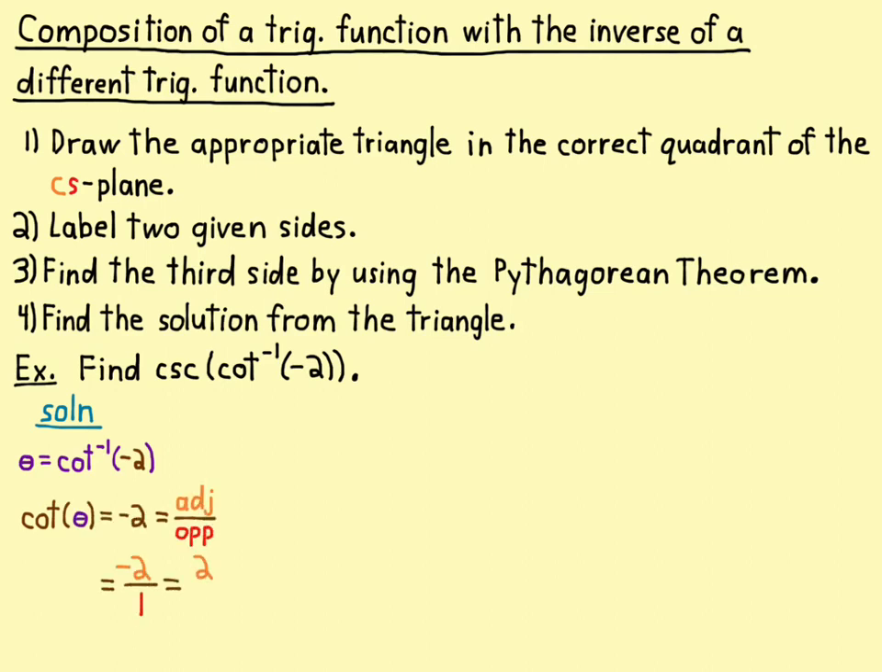Now cotangent is defined as adjacent over opposite. It's 1 over the tangent, right? Tangent is opposite over adjacent. Cotangent's adjacent over opposite. So that means, and then we need to break the -2 into a fraction. So it can be -2 over 1 or 2 over -1. These are two different triangles.